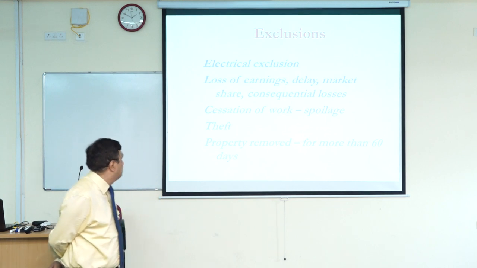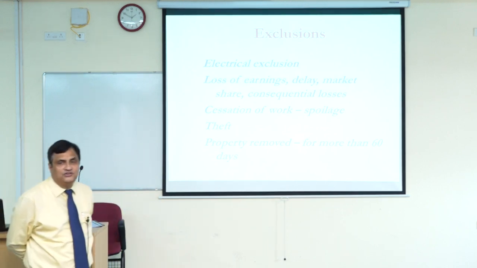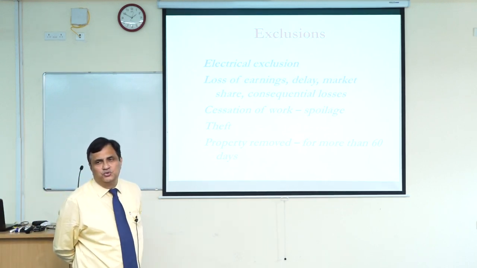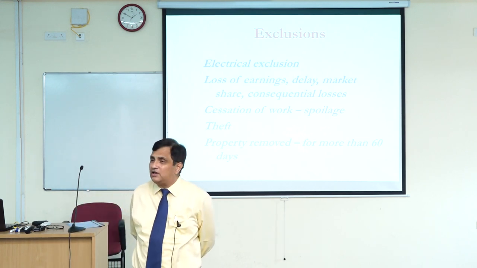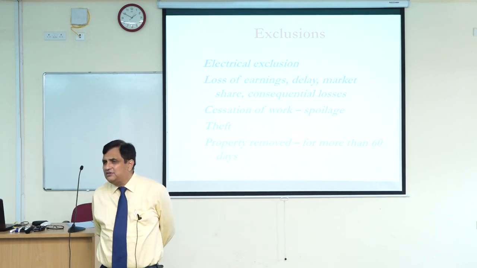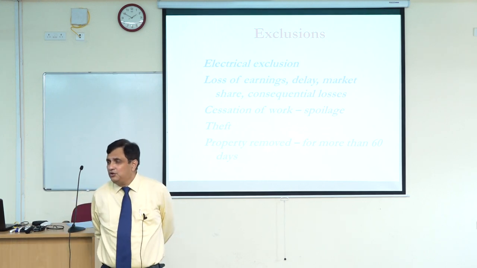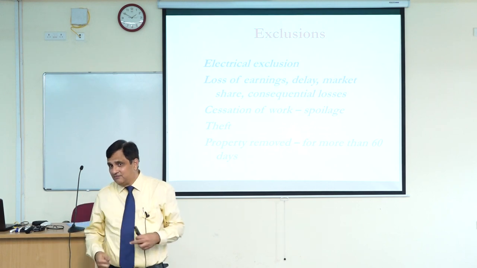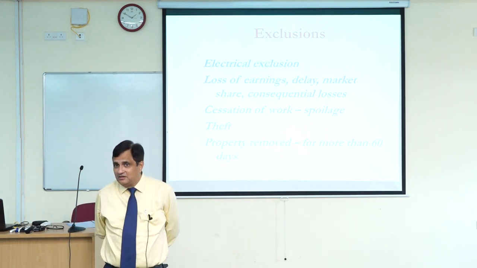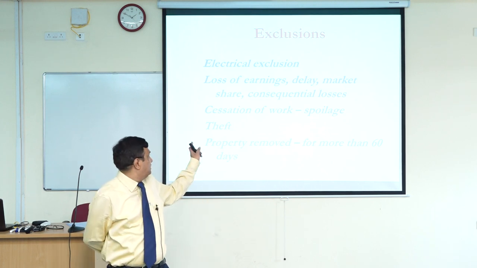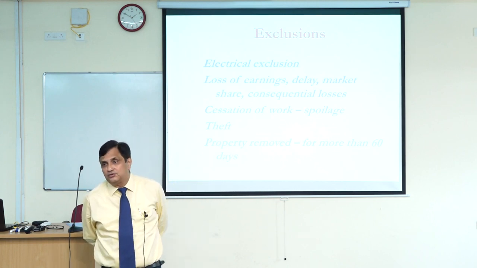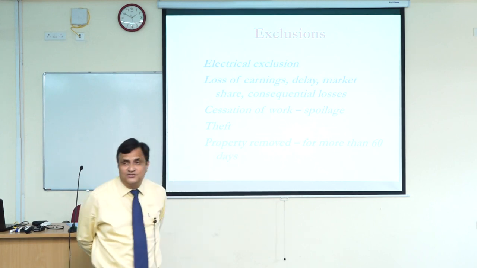The next thing is cessation of work, spoilage. Many a time, it's quite possible that a worker, as a striker, may not damage anything. He may just switch off one button. He knows that if you switch off that button, the material inside will get spoiled and cause you a huge amount of damage. Usually that is not covered, because it's an exclusion related to cessation of work and spoilage.